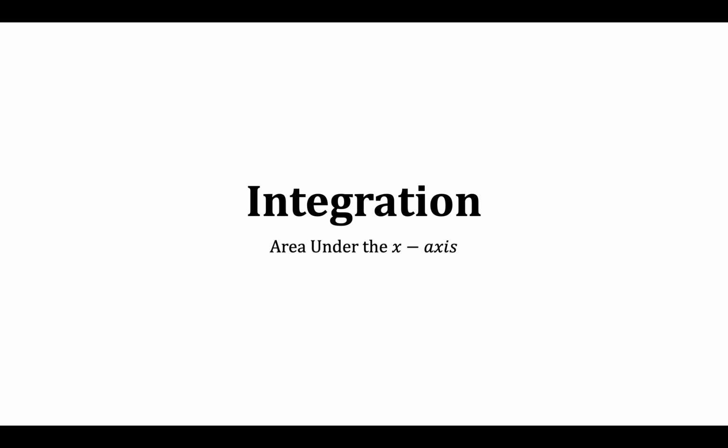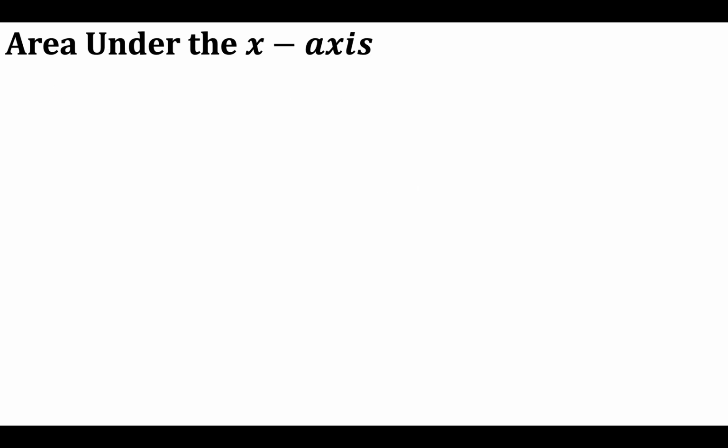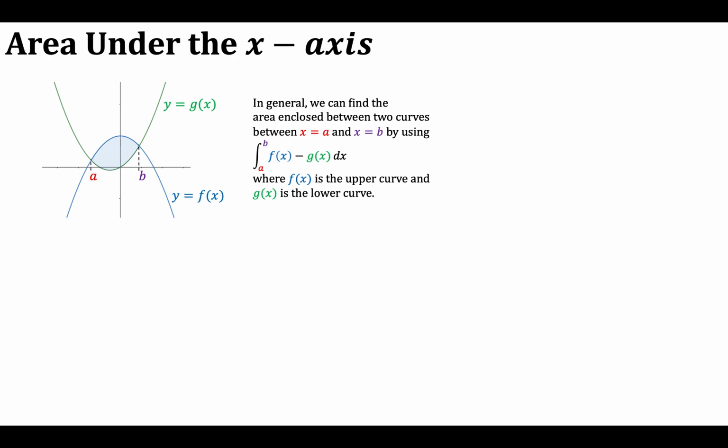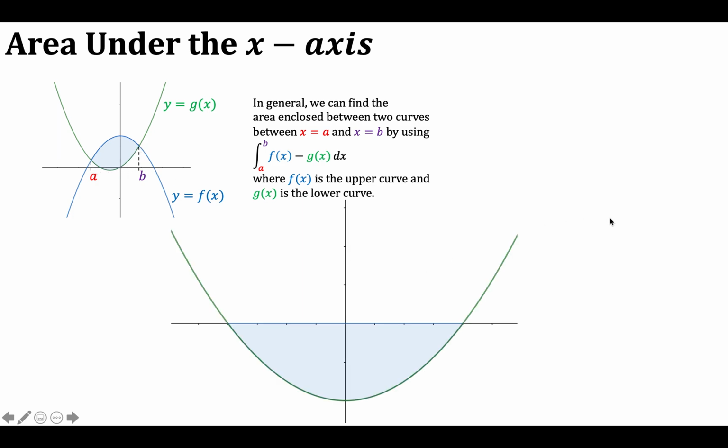In this video lesson, we're going to continue with integration, and we're specifically going to look at area again, but the area under the x-axis. So we previously learned that we were able to find the area enclosed by two curves between x equals a and x equals b, which were the x-ordinates of their points of intersection. And we knew that we could find the integral between those x-ordinates of f of x minus g of x with respect to x, where f of x was the upper curve, the one on top of the area, and g of x was the lower curve, the one below the area.